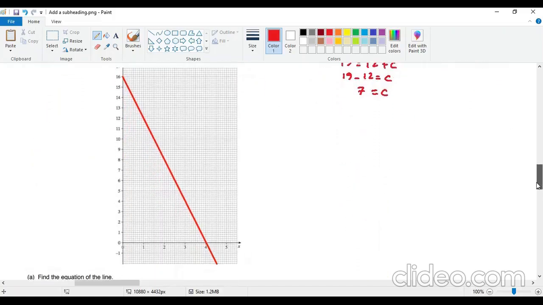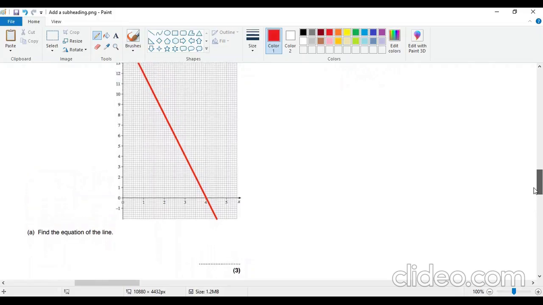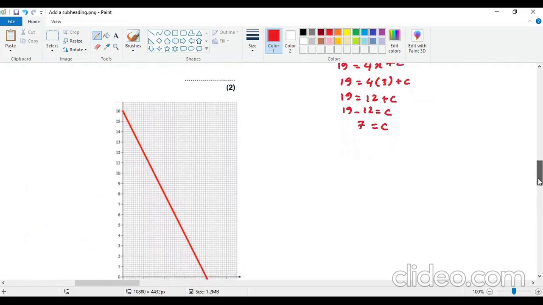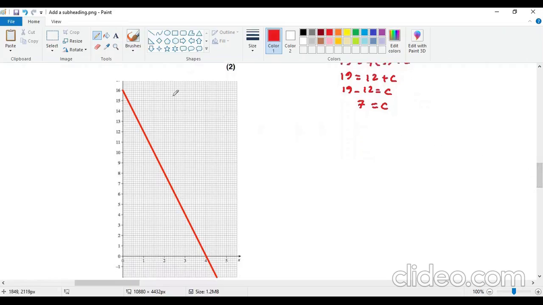Now in the next question, it says find the gradient of this line. For the gradient of this line, I see that it is on 16. As you can see, this is crossing at 16. So your y-intercept is 16. From here, it is falling down. How much is it going down? 16. And from here to here, it is going 4 only. So 16 over 4, since it is going down, it's going to be negative, and negative 4 is the slope of this line.